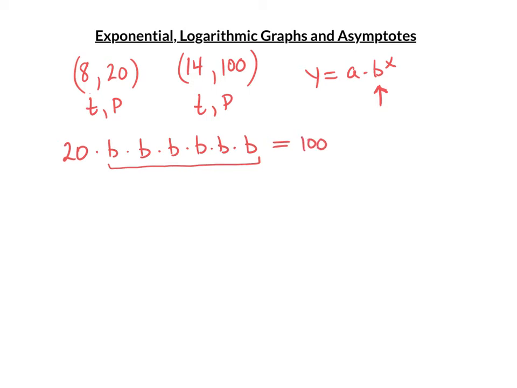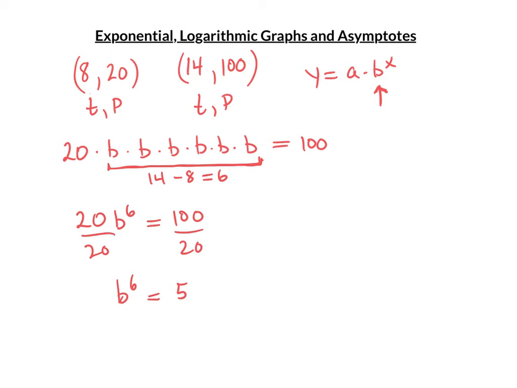The thing I want you to observe is that all I need to do to figure out how many times I multiply by the common ratio is just to look at the time. I just take 14 minus 8, and that gives me 6. That's how many steps I take to get from 8 to 14, and how many times I multiply by the common ratio. In other words, my equation is 20 times b to the power of 6 equals 100. Now I can solve for b by dividing both sides by 20. b to the 6 equals 5.